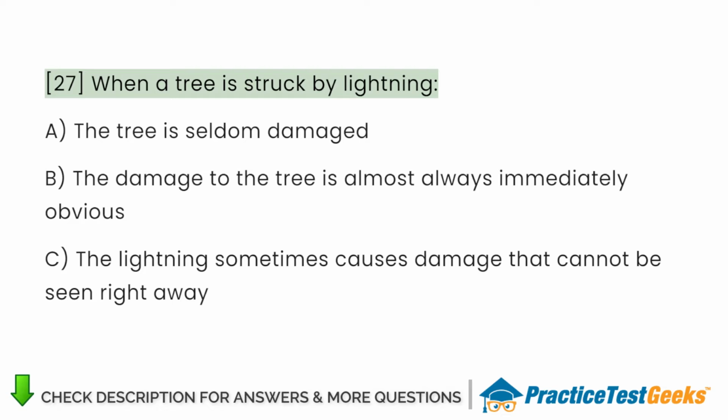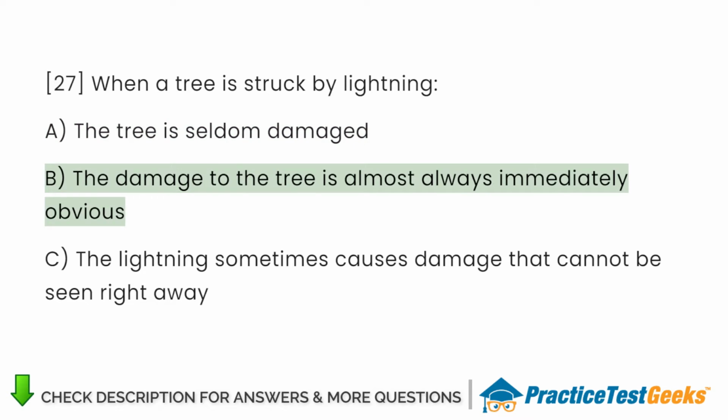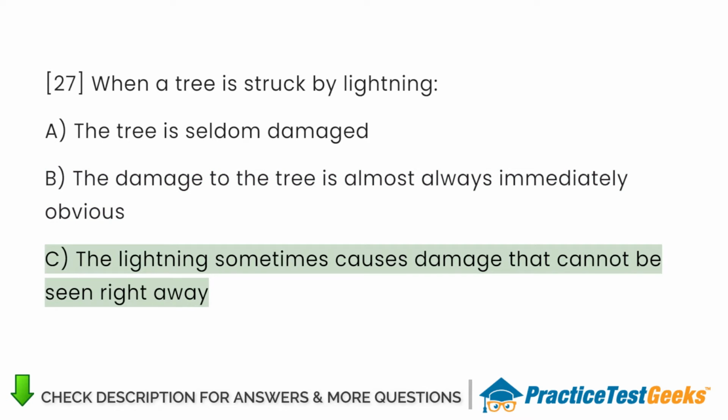When a tree is struck by lightning, A. The tree is seldom damaged. B. The damage to the tree is almost always immediately obvious. C. The lightning sometimes causes damage that cannot be seen right away.